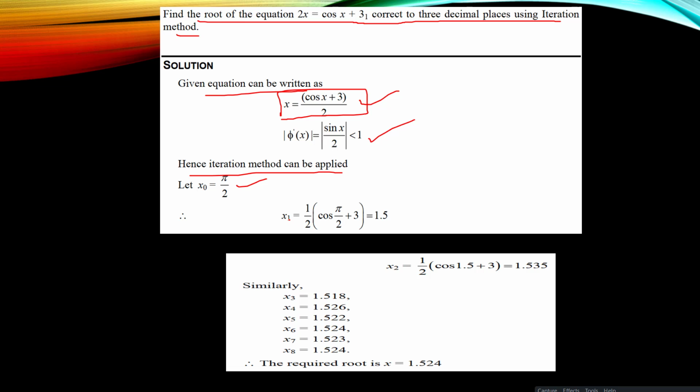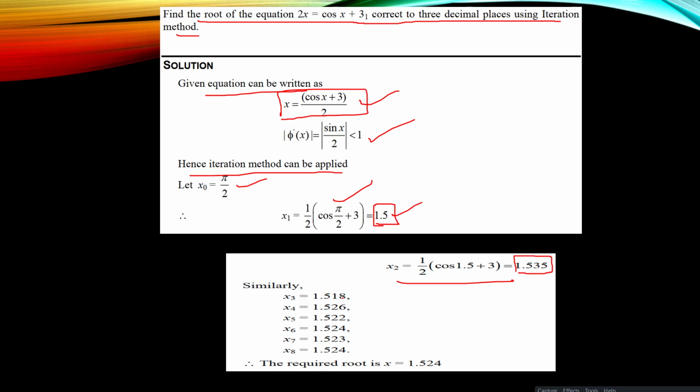So x1 is equal to the same equation, half into (cos x plus 3), with x replaced by pi by 2, and you will get 1.5. Then this will be the new value to apply. So x2 is equal to half into (cos 1.5 plus 3), which is 1.535. The procedure is repeated, so for x3 the new x value will be 1.535.